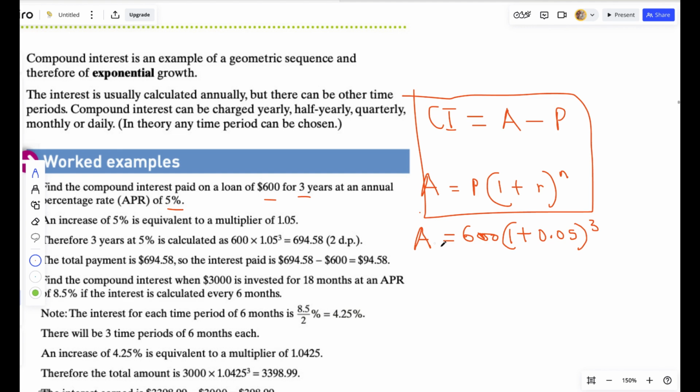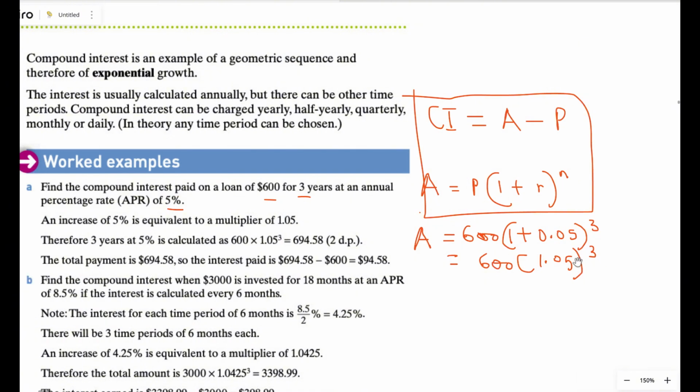Now we go to simplify. We write 600 into, you add this and this together, you get 1.05, which is the new multiplier, raised to power 3. You don't multiply this with 600 first. You have to raise this value to 3 first. So when we raise this multiplier to power 3, what do we get?